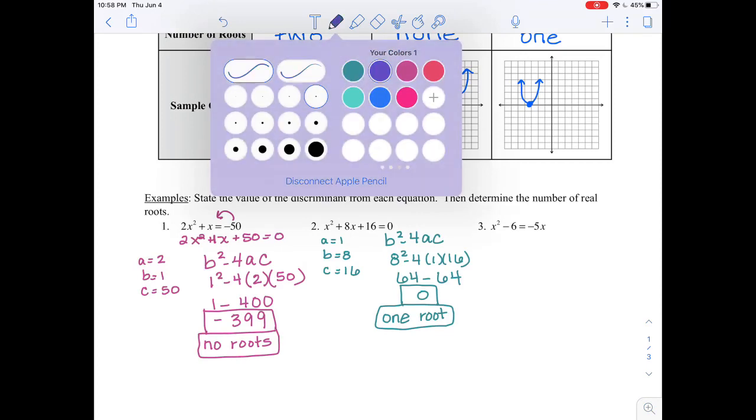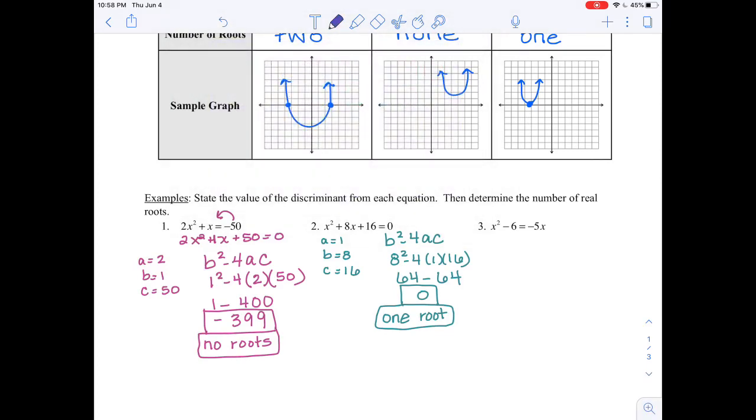In question number 3, we do not have standard form. In order to put this equation in standard form, we're going to add 5x to both sides. So this will become x squared plus 5x minus 6 equals 0. Notice the terms are in descending order. So A is 1, B is 5, and C is negative 6.